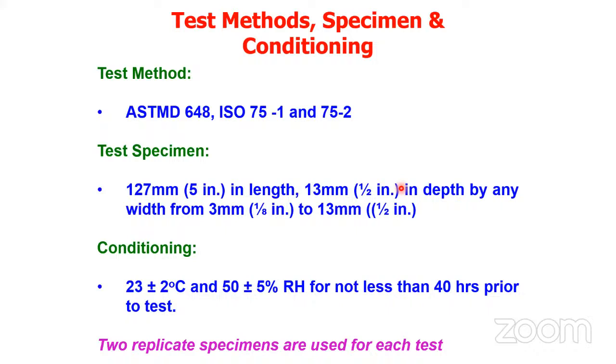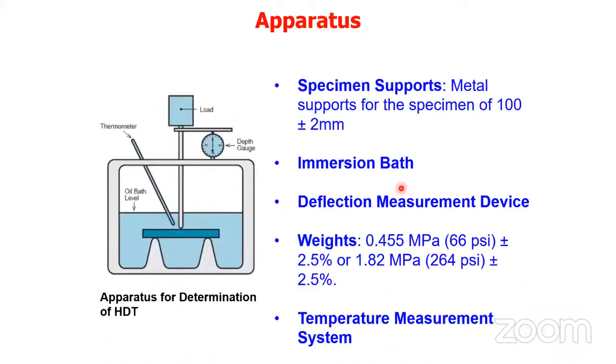So what kind of test methods or standards are used is given here: the specimen size, and what all conditions are required to test the specimen. Okay, so the apparatus which is generally used to determine the heat deflection temperature is given in this image. If you see here, where my red cursor is, this blue specimen is the plastic specimen. And whatever liquid is present here, this container is the oil bath.